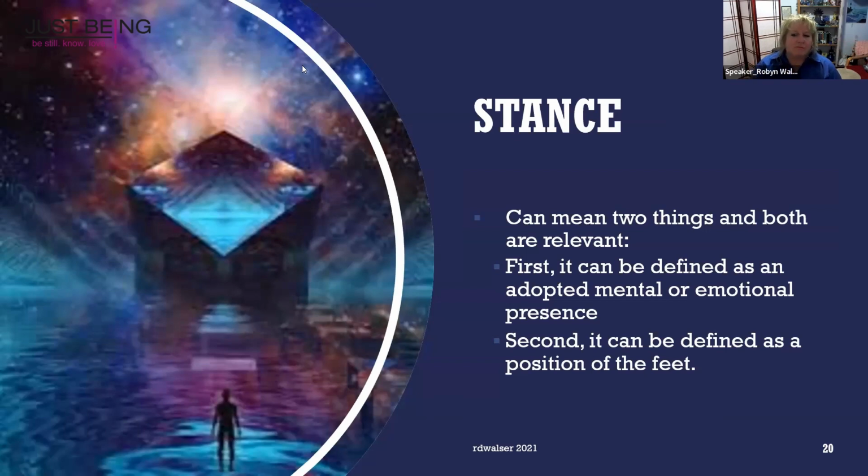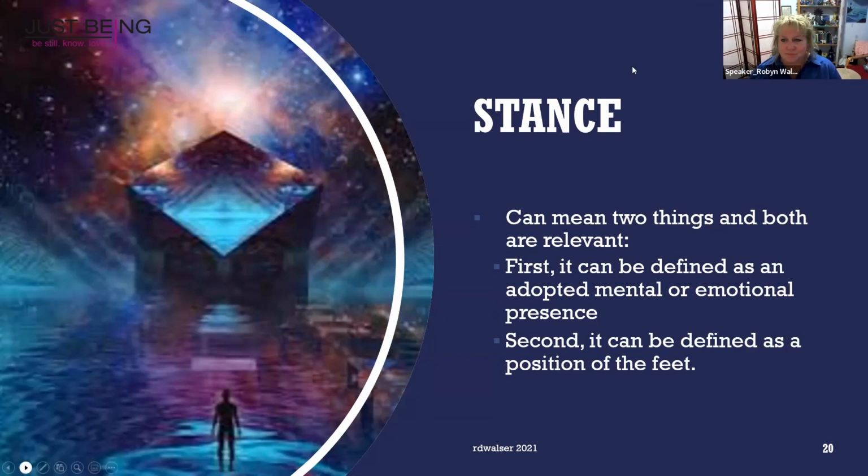And then second, it can be defined as a position of the feet, like literally as a position of the feet. And the part that I like about this is that it's the feet that walk the values. And so you've got both an openness and a commitment that you're going to be in the room. And I'm going to hold this stance. And that holding this stance is going to allow me to do a number of very different things in terms of cultivating a presence.